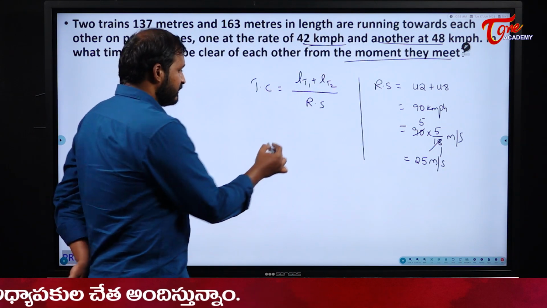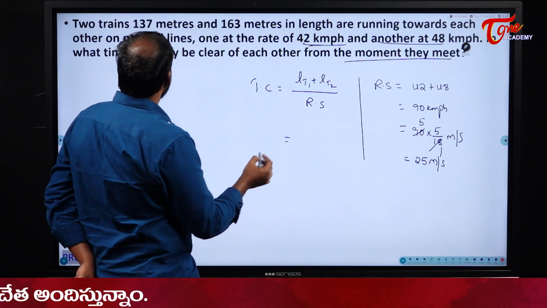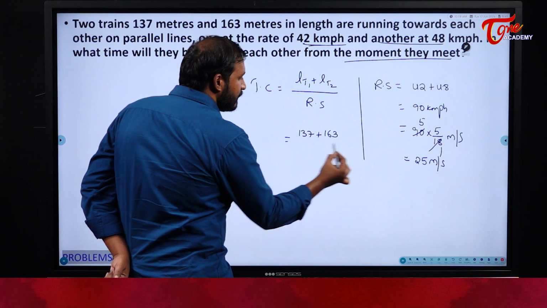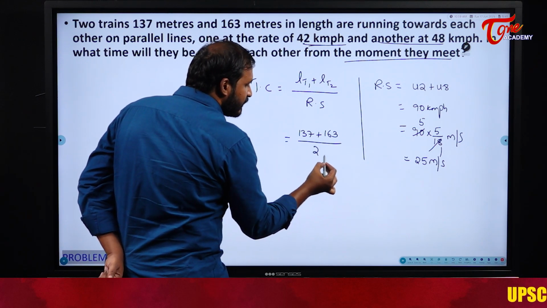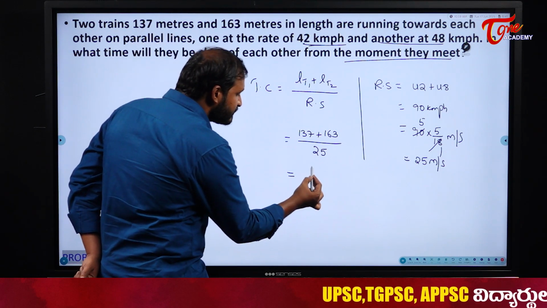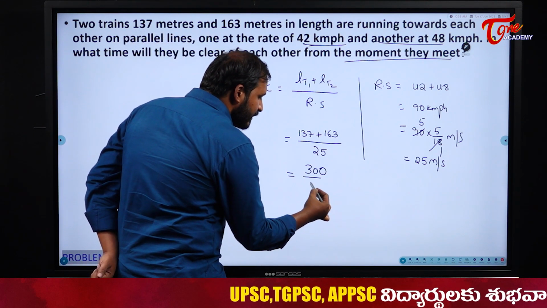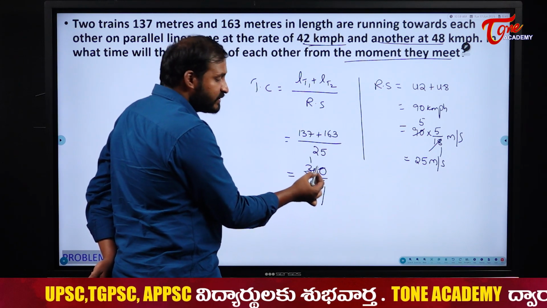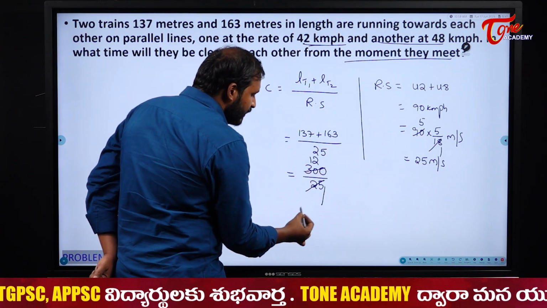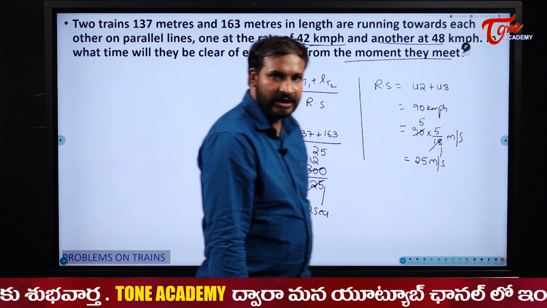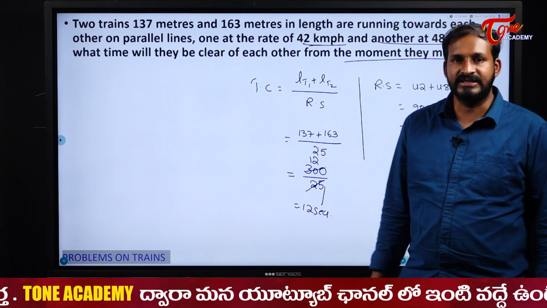25 meters per second. Now time taken to cross. Length of train 1 is 137. Length of train 2 is 163 meters. By relative speed, just now we calculated it is 25. So 137 plus 163, what it becomes, students? It becomes 300. 300 by 25. So 25 ones are 25, I will be left with 50 means 2 times. So in 12 seconds the two trains will get separated from each other or will be cleared from each other.